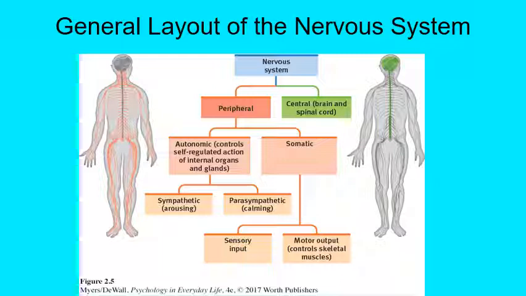So this is now the layout of our nervous system. So it is divided into two divisions. You have the peripheral nervous system and the central nervous system. So in the central nervous system, it is composed of our brain and also the spinal cord. The peripheral nervous system is composed of the nerves located in the different parts of the body except for the brain and the spinal cord.